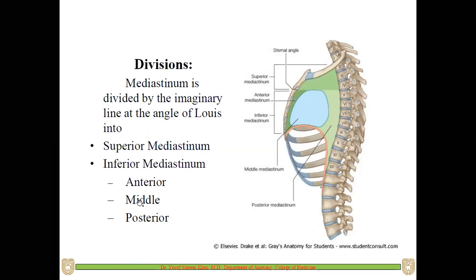The inferior mediastinum is further divided into the anterior mediastinum, middle mediastinum, and posterior mediastinum. Whatever is in front of the heart is called the anterior mediastinum. Whatever is behind the heart is called the posterior mediastinum. The heart as well as its covering, the pericardium, forms the middle mediastinum.